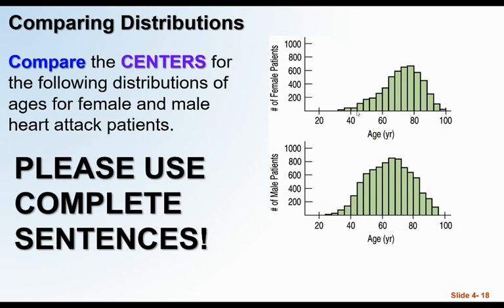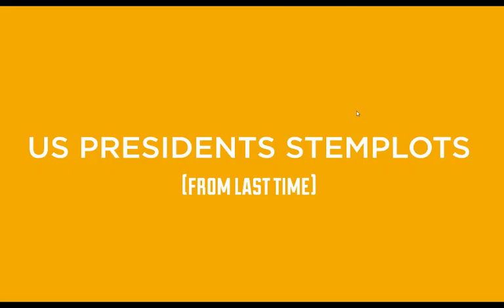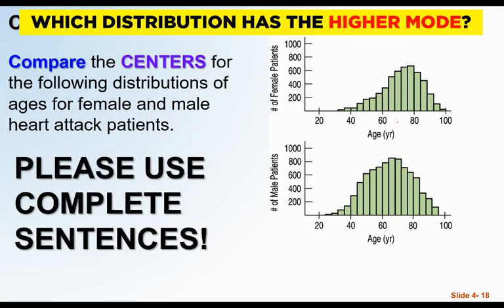So if we're comparing the centers for the distributions of female and male heart attack patients, we would say something like the mode for females is in the high 70s, while the mode for males is in the upper 60s. And that by itself isn't enough. We have to say, oh no, we said higher than. So the mode for females is higher than the mode for males, upper 70s versus upper 60s.